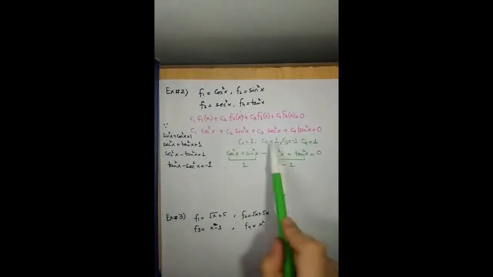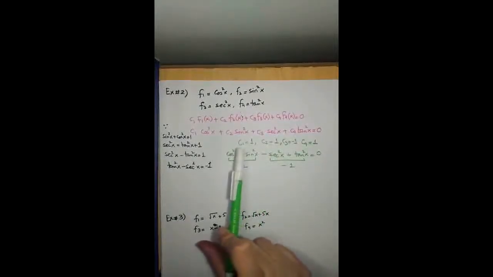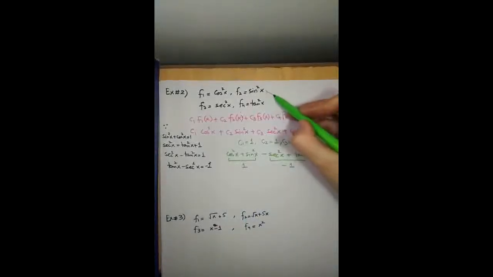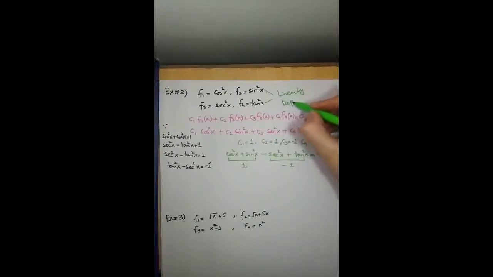So these c's are all non-zero. So these functions are definitely linearly, what? Dependent, because all c should be equal to 0 for linearly independent. So these are linearly dependent functions. Okay, next example.